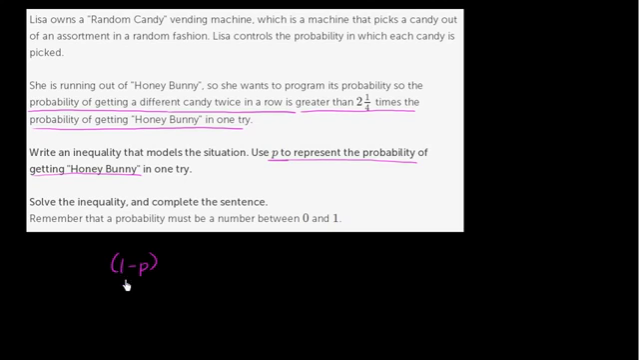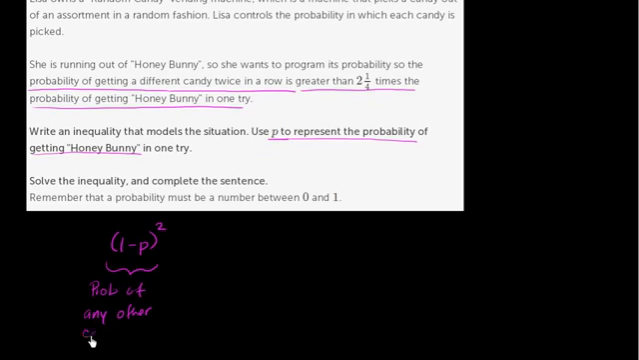Now, what's the probability of getting this twice in a row, of getting anything else twice in a row? Well, you're just going to multiply this probability times itself. It's going to be 1 minus P times 1 minus P, or we could just write that as 1 minus P squared. So this right over here is the probability of getting a different candy, any other candy, twice in a row. So probability of any other non-Honey Bunny candy, any other candy, twice in a row.